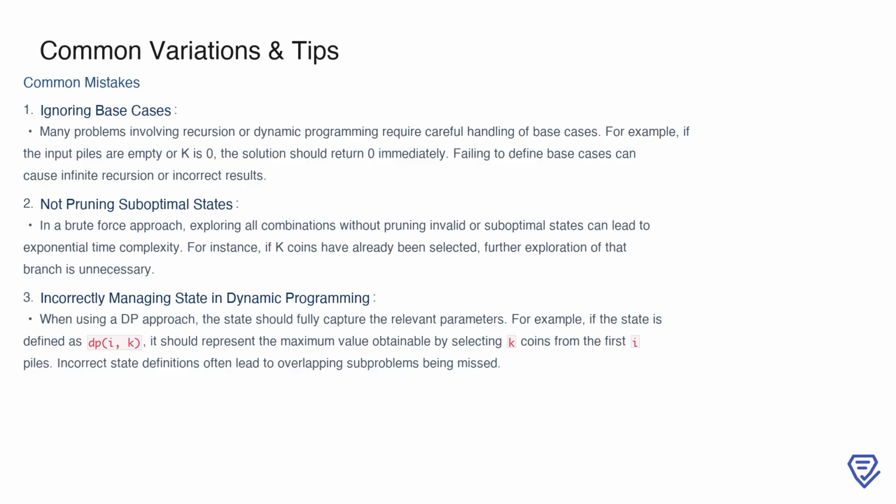Finally, when using dynamic programming, it's essential to manage the state correctly. The state should fully represent the problem at hand. For example, if the state is defined as dp[i][k], it needs to reflect the maximum value you can achieve by selecting k coins from the first i piles. A poorly defined state can result in missed overlapping subproblems and produce incorrect results.